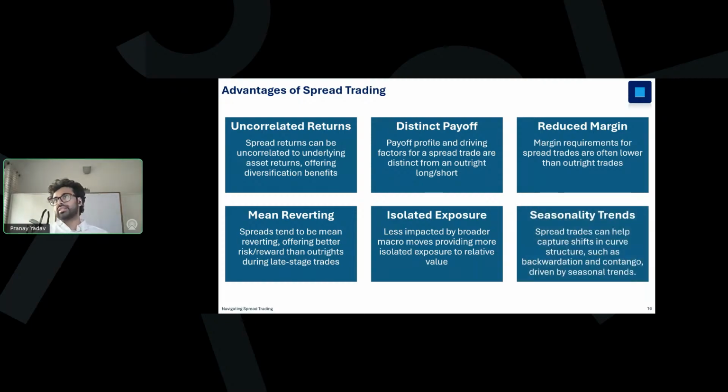Finally, seasonality trends. Seasonality trends is something that we're going to be exploring over the next few slides in detail. But in summary, certain assets demonstrate predictable seasonal trends, which means they rise at certain times of the year and they fall in certain times of the year. Spread trades can help you capture that shift in the form of the curve structure itself, which means how is the backwardation and contango of the gold futures actually shifting? You can capture all of that, especially for seasonal trends, through spreads a lot more effectively than you can through outright trades.